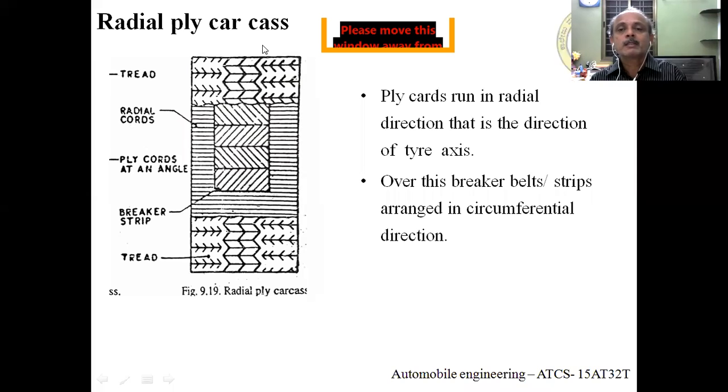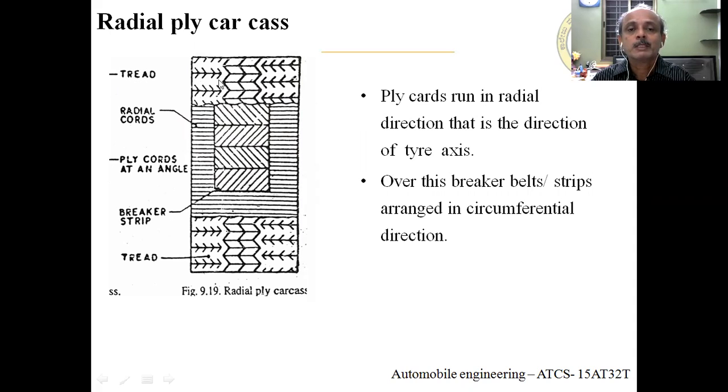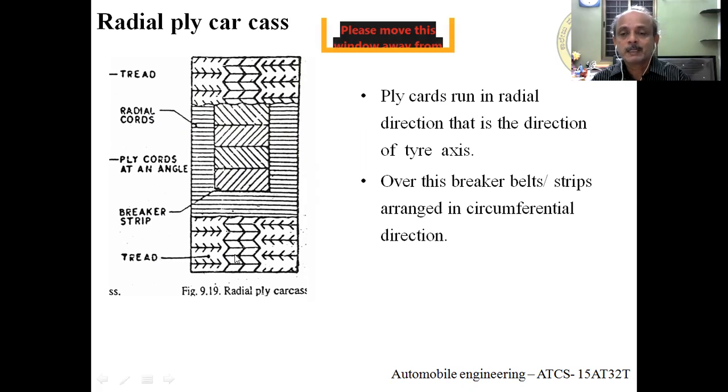So in the radial carcass, you can see here, very simple it is. As usual, this is a thread, and then this is a radial cords. We can see here ply cords at an angle. You can see this is the ply cords at an angle. You can see these breaker strips also here, and then thread is as usual.